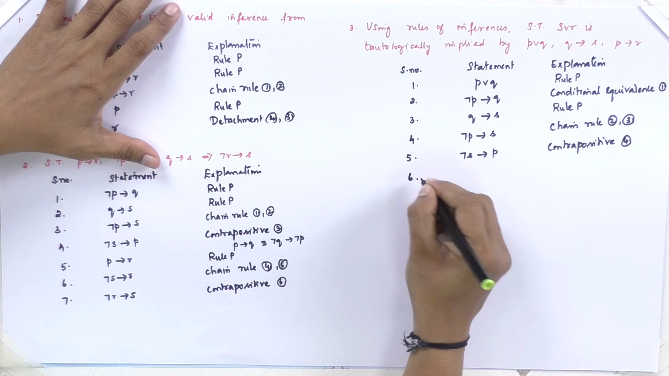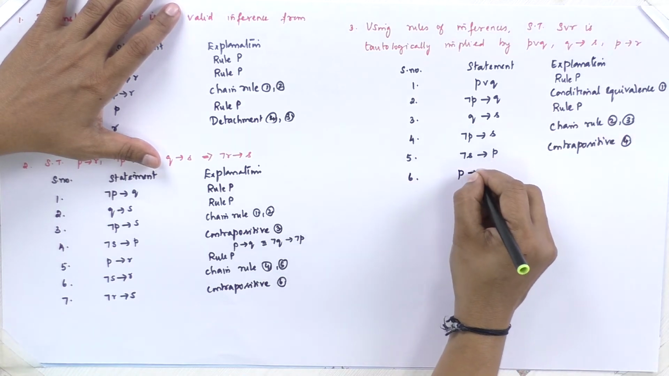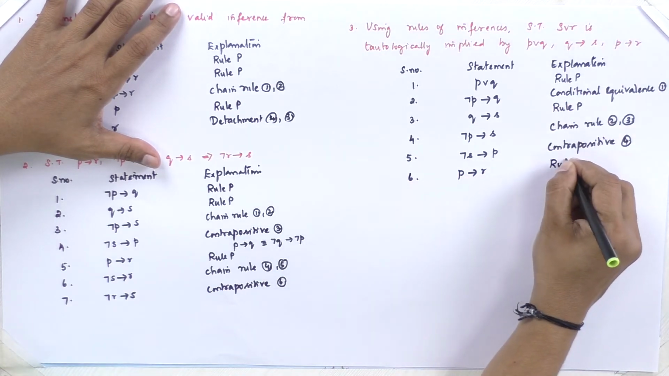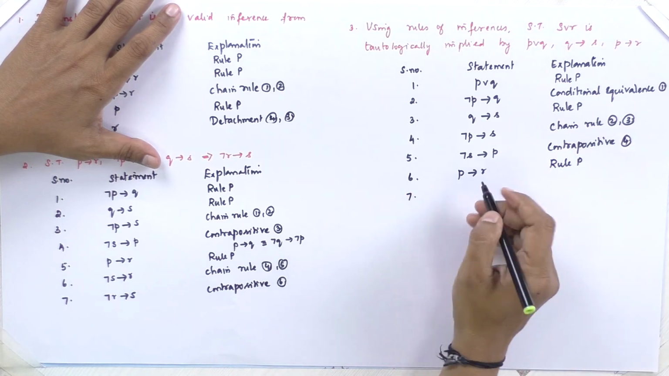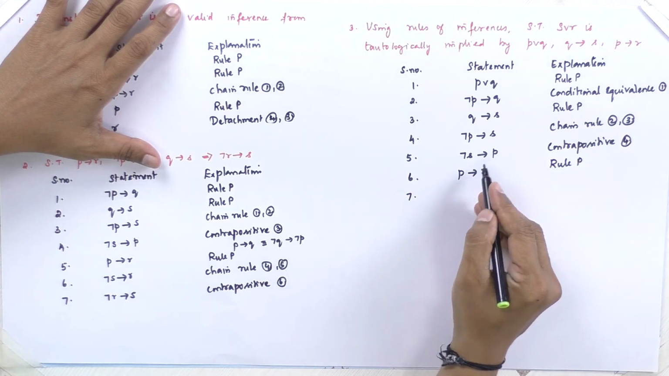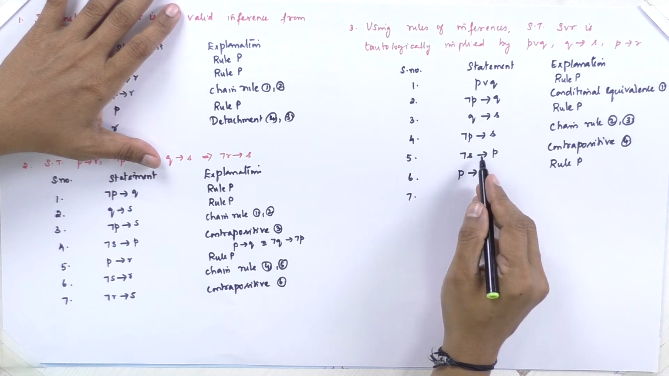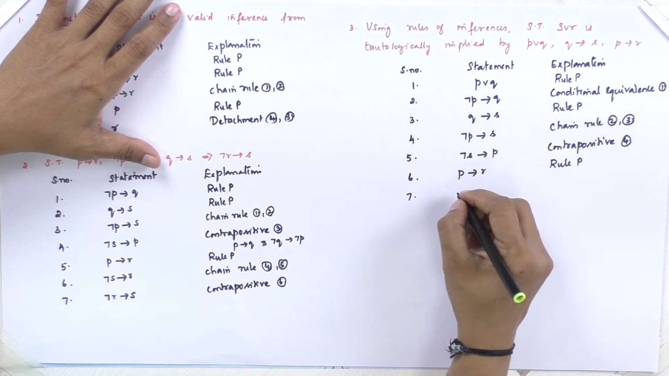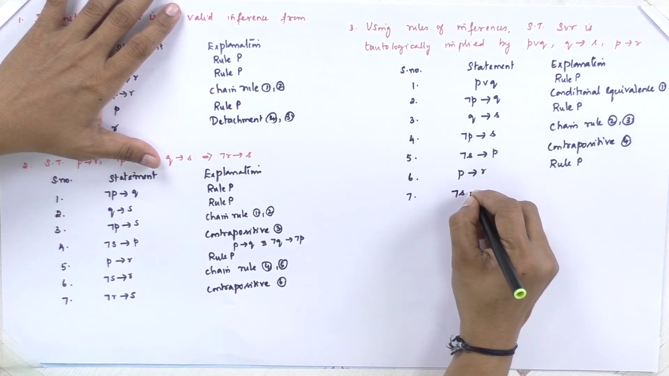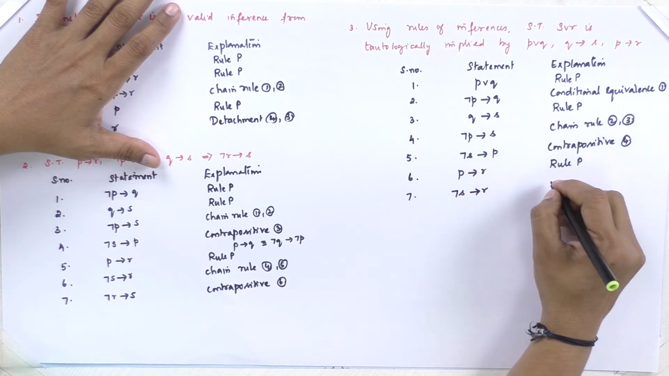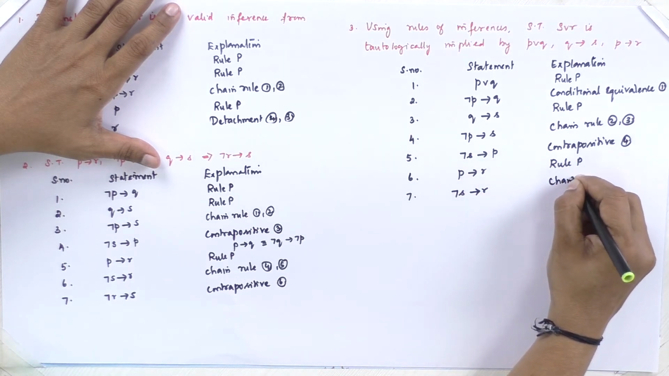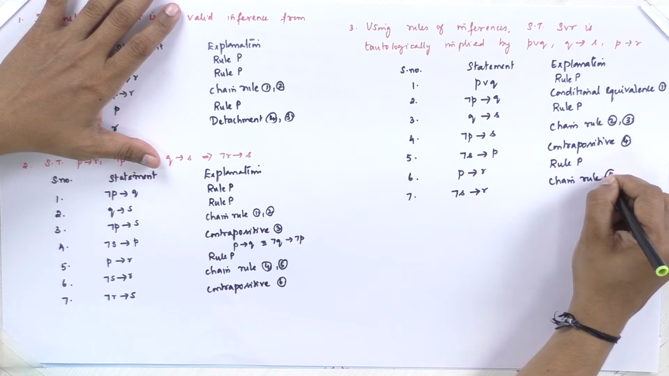Understood? So now the sixth one, I will take that statement as it is. So that is rule P. And now here the statement ends with P and the statement starts with P. So I can apply chain rule here. If I apply chain rule, I get negate S conditional R. So chain rule is applied here for 5 and 6.